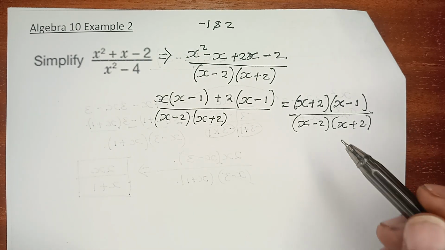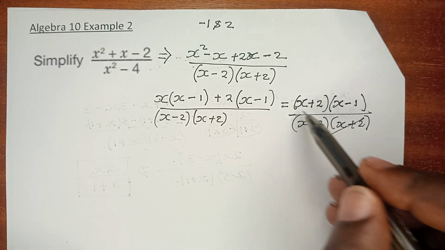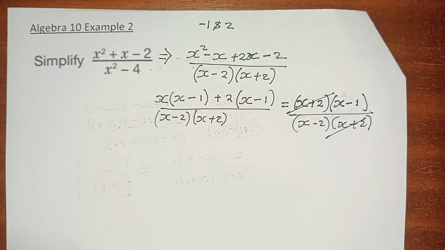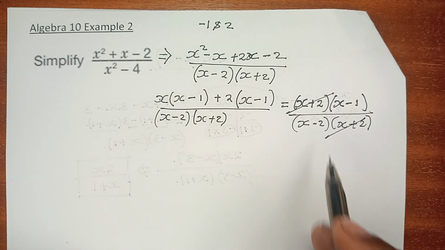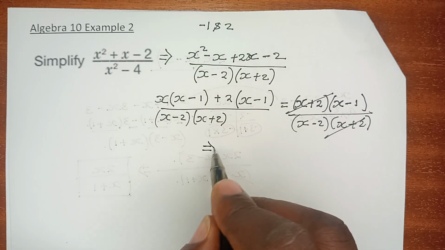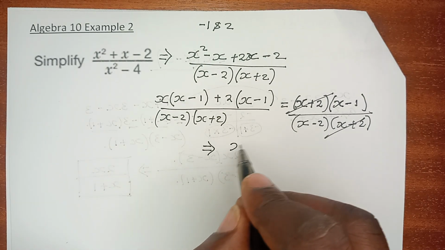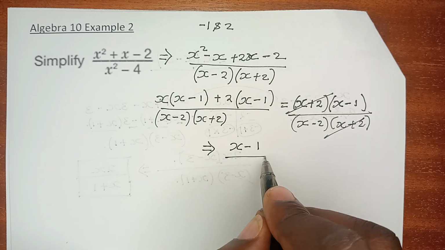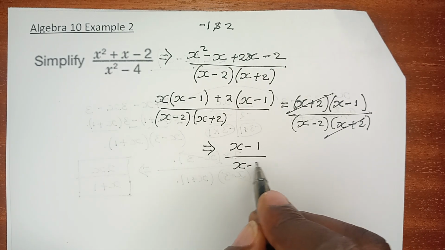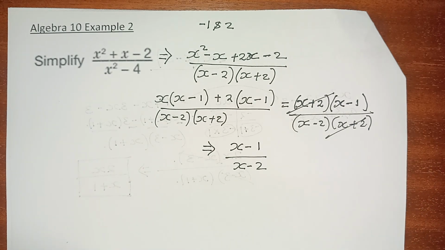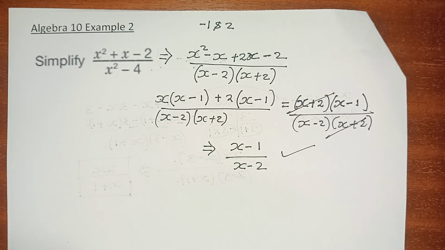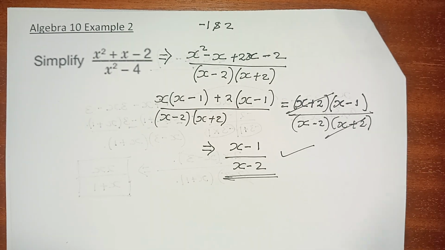And we have two brackets that are common. x plus 2 is common at the numerator as well as at the denominator, so they cancel out. So the final form of this simplification is x minus 1 everything over x minus 2. And since we cannot simplify that further, that becomes our answer, or our final form of this particular question.